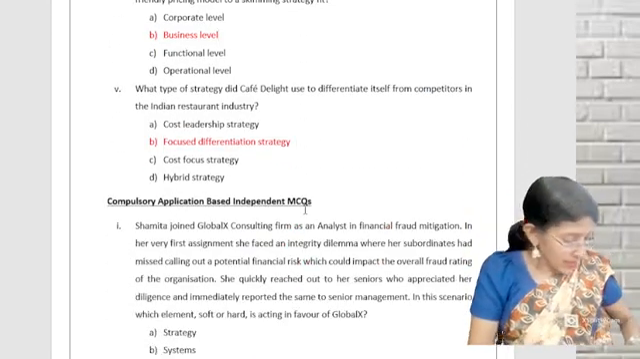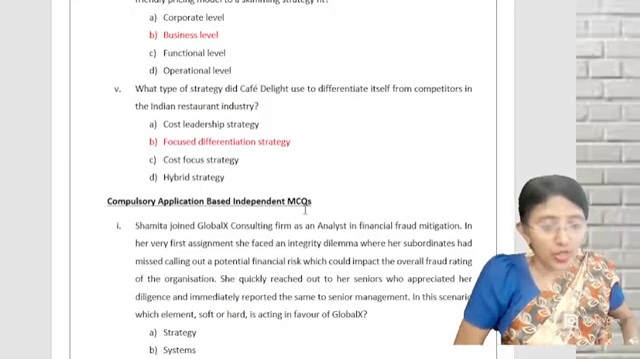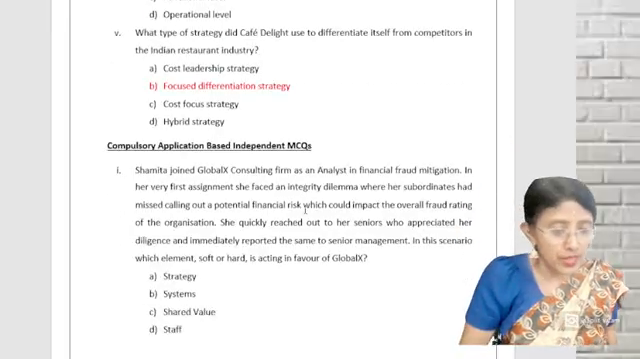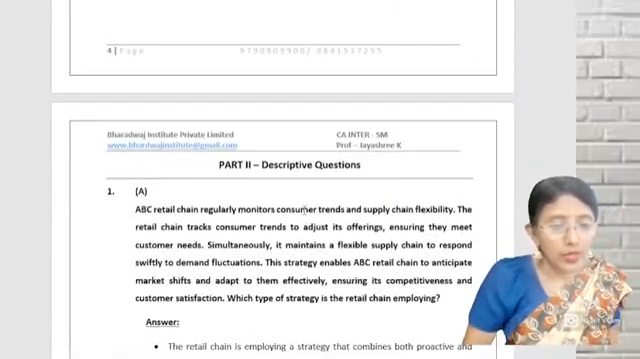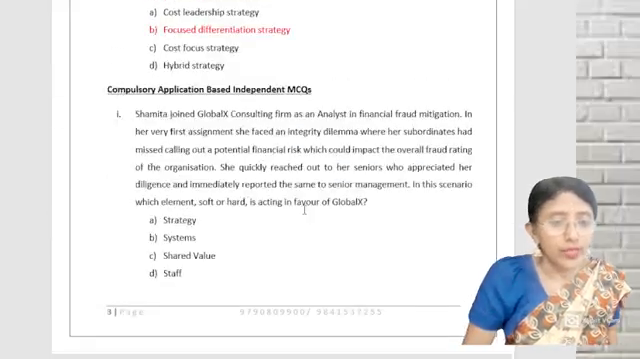Okay. Now this is compulsory application based MCQs. We are starting now, and here too you have a pretty small set. Then we can look into descriptive questions.